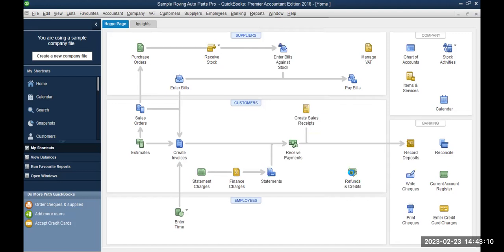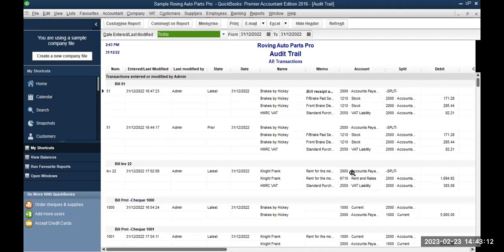Okay, so this audit trail shows all the transactions that have been posted. Of course, for the period, you choose the period you want to look at. So if I'm looking at 31st of December, 2022, it shows the transactions that were posted: the time it was posted, the person who made the posting, and this is the latest posting.